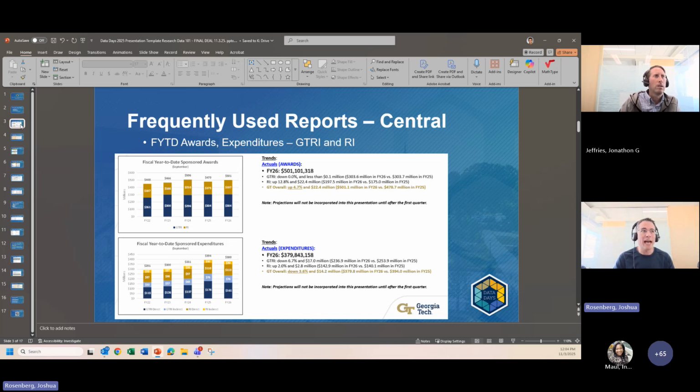Down towards the bottom, we have expenditures. Okay, now awards at a very high level just mean dollars that sponsors are awarding to us to do research work. Expenditures represent the actual spending that takes place on those awards. And that includes both direct and indirect costs. So you see that down towards the bottom, again, broken out by GTRI versus RI.